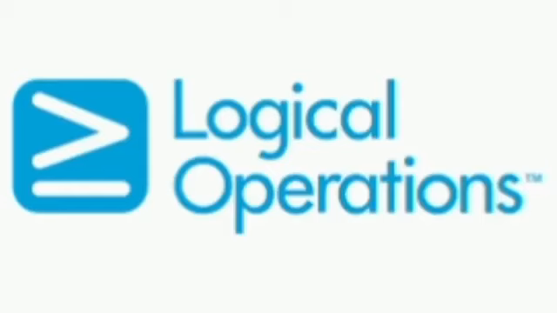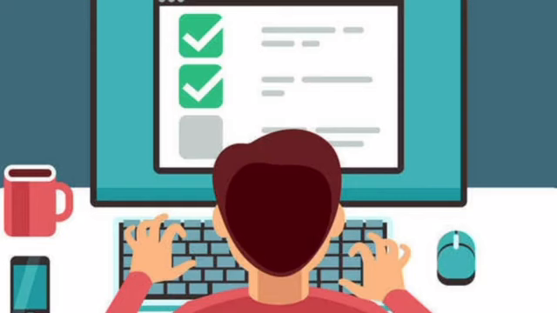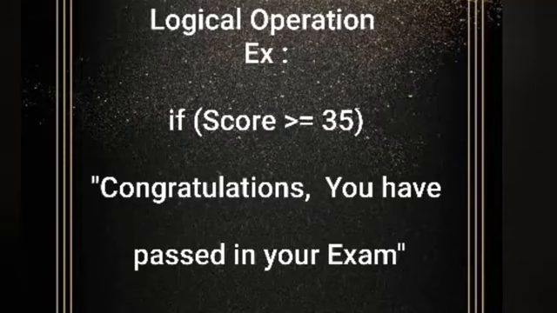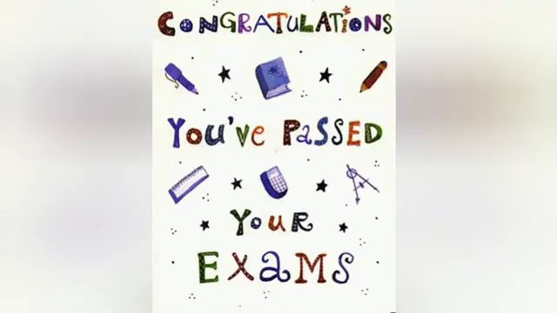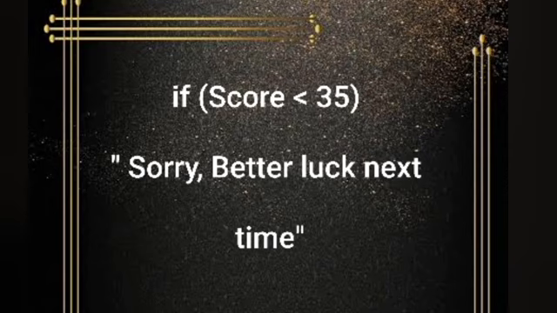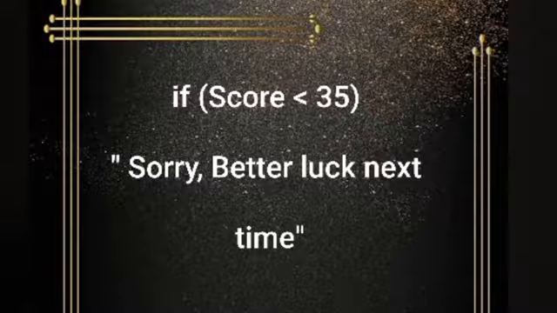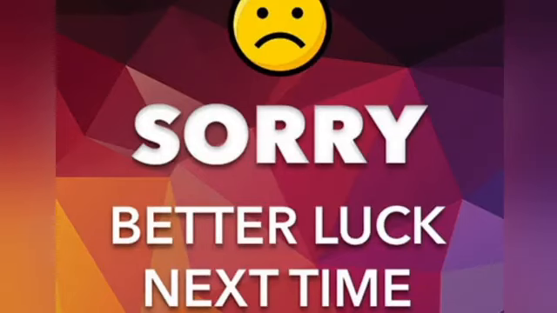Let me show you an example for this logical operation. We can consider comparing two numbers. When you sit for an online exam, the pass mark to clear the exam is 35. As soon as you have completed your exam, your score will be compared with this 35, and if your score is greater than or equal to 35, it might display a message like congratulations, you have passed in your exam. If your score is less than this 35, it might display a message stating that sorry, better luck next time.